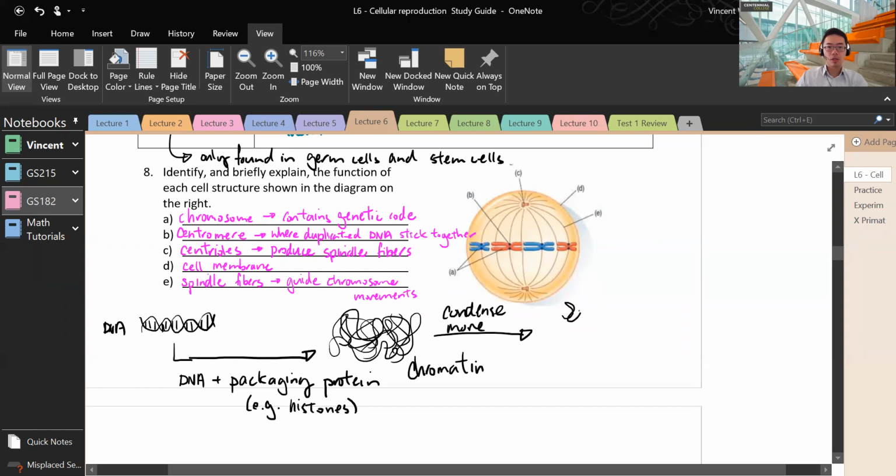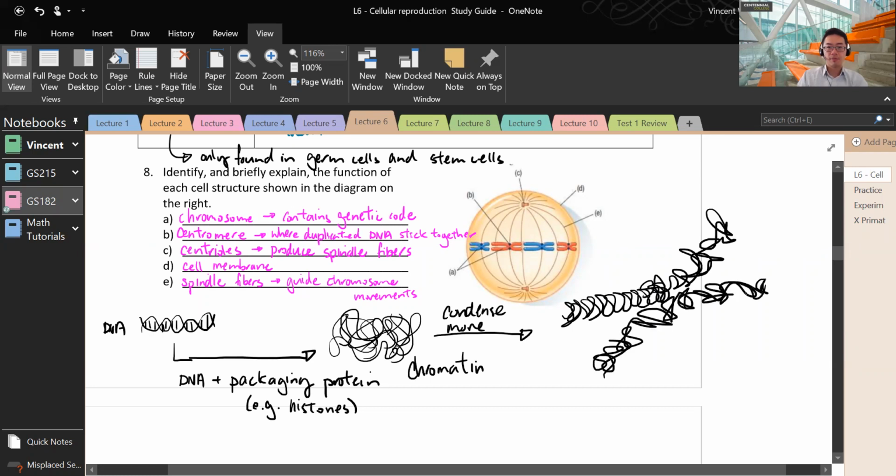Then it can condense even more. This stuff is going to coil up even more, like this. This is the super condensed version, and that is your chromosome. This super condensed form makes it easier to move the DNA around without tangling. This only happens after DNA replication and during mitosis. So we have DNA in its purest form, we can package it to form chromatin, and if it condenses even more, then we get chromosomes.